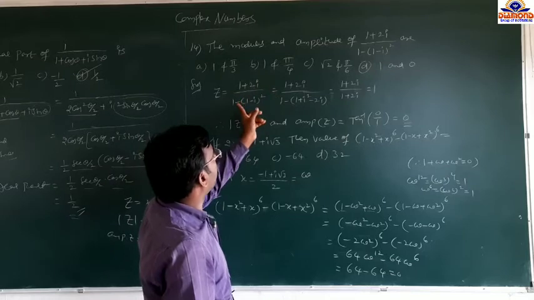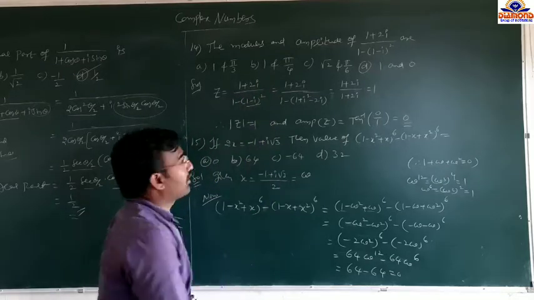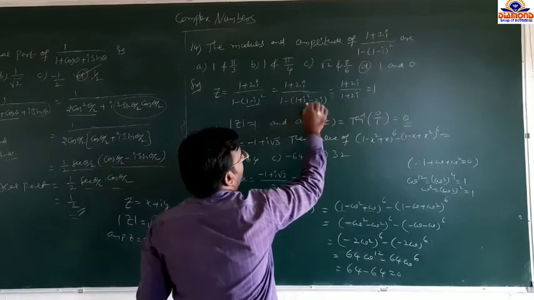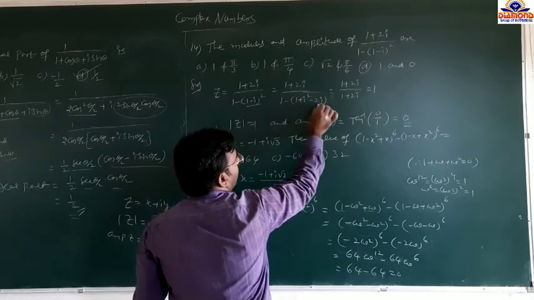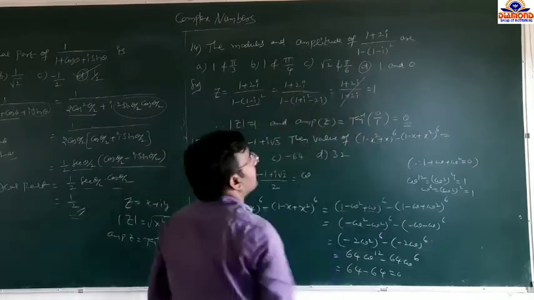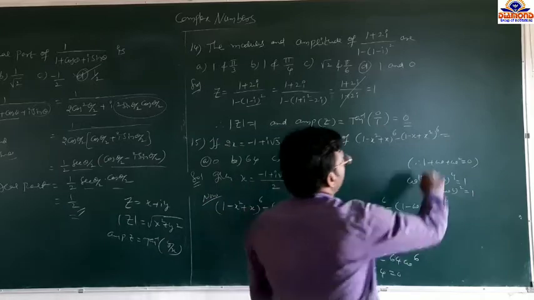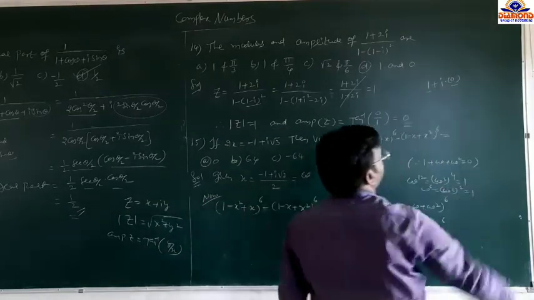1 plus 2i by (1 minus i) whole square. Expand this, (a minus b) whole square: 1 plus i square minus 2i. i square is minus 1. 1 minus 1 cancel, remaining is minus 2i. 1 minus of minus 2i is 1 plus 2i. Numerator also 1 plus 2i. Cancel, equal to 1. 1, how to write? 1 is nothing but 1 plus i into 0. Real part is 1, imaginary part is 0.